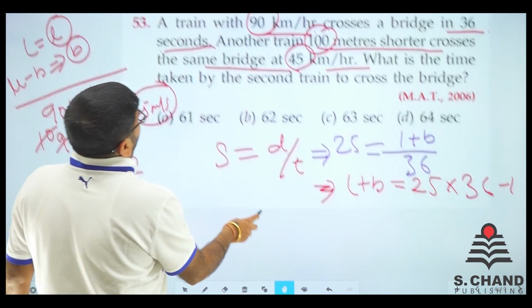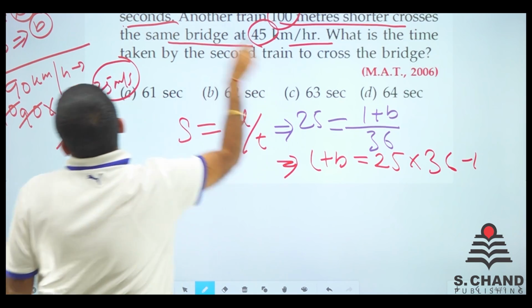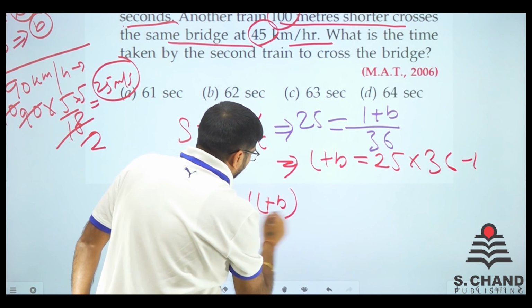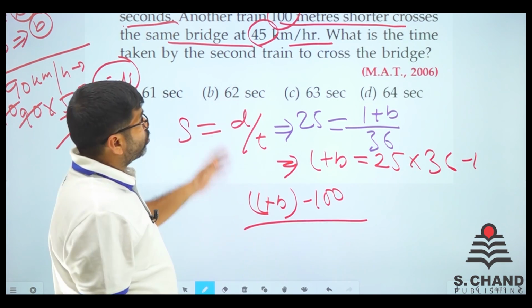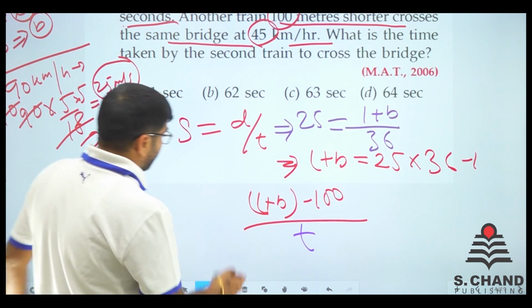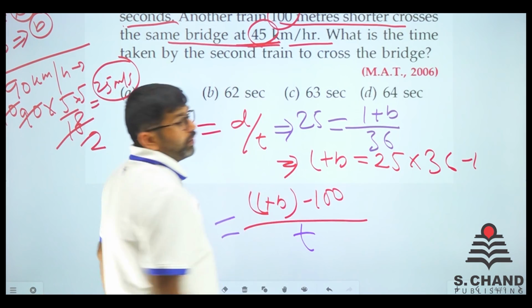Now the second equation. Another train that is 100 meters shorter crosses the same bridge. So L plus B minus 100, divided by time. So time taken is t, and this is equal to the speed of the train. Speed is 45 kilometer per hour.